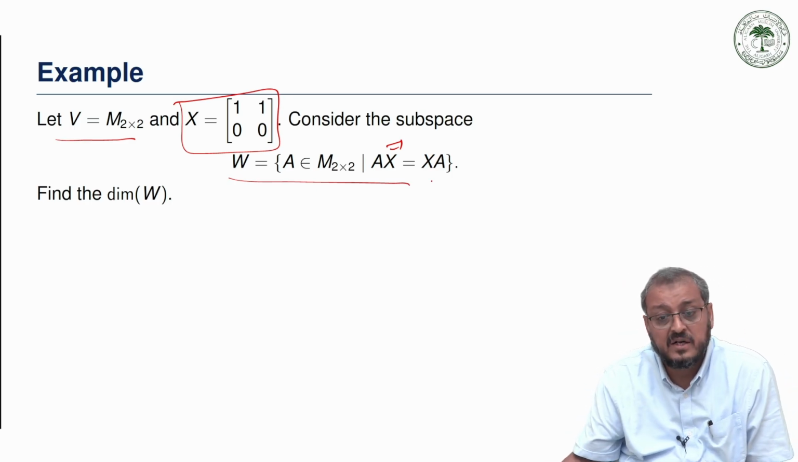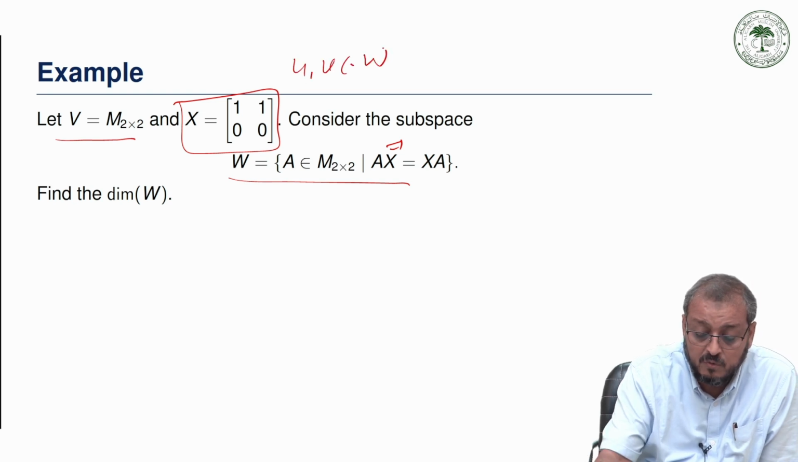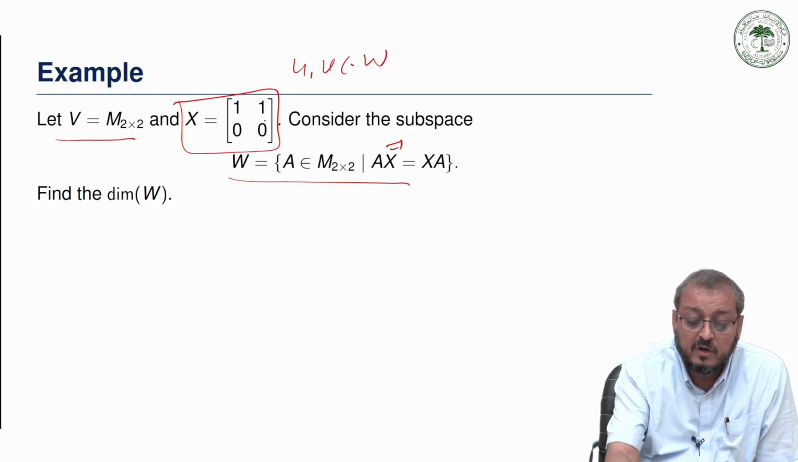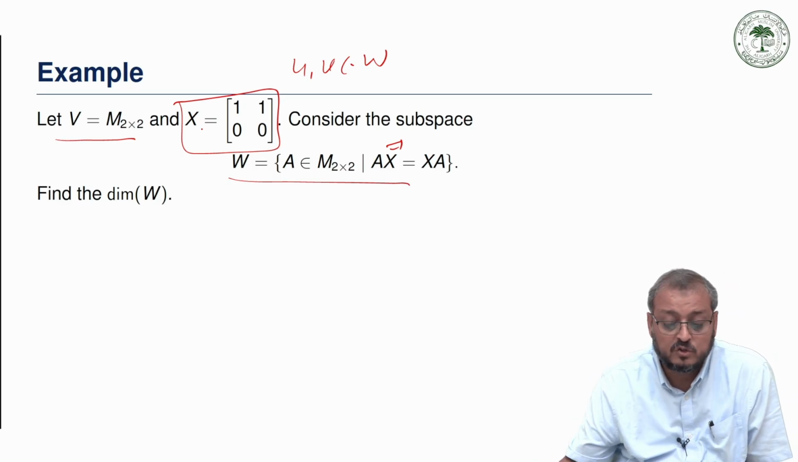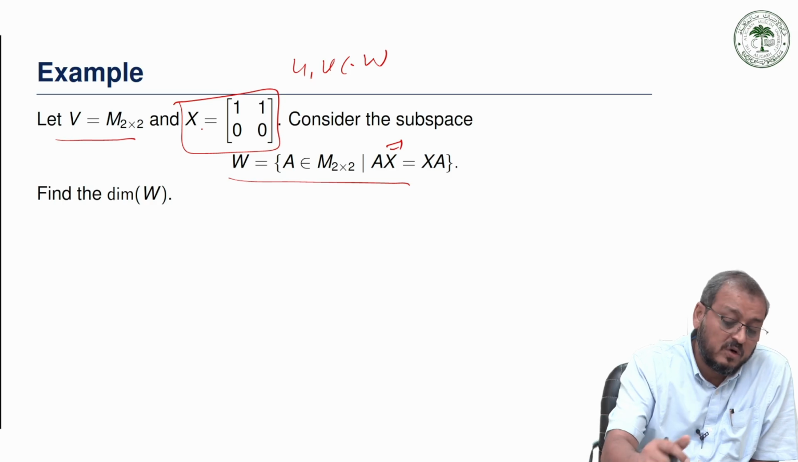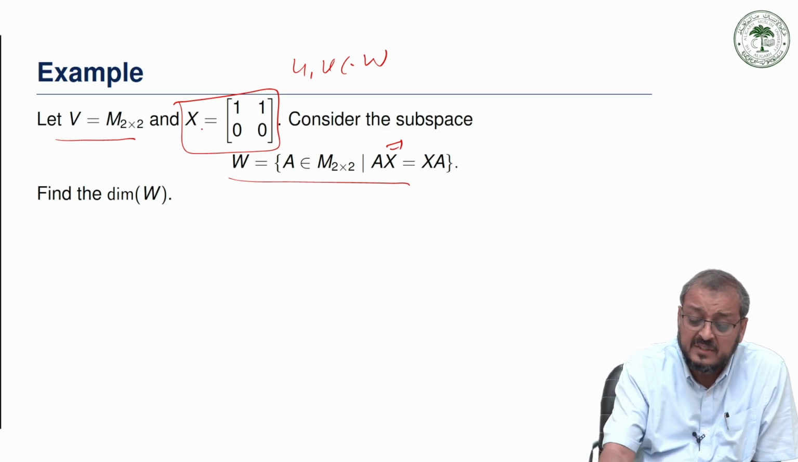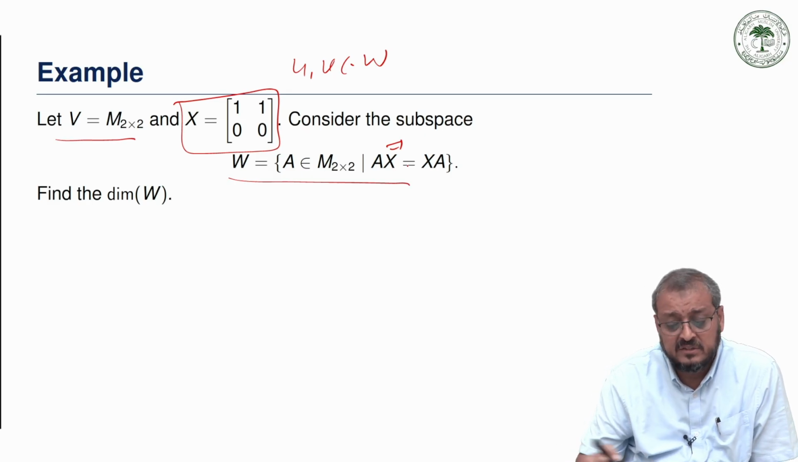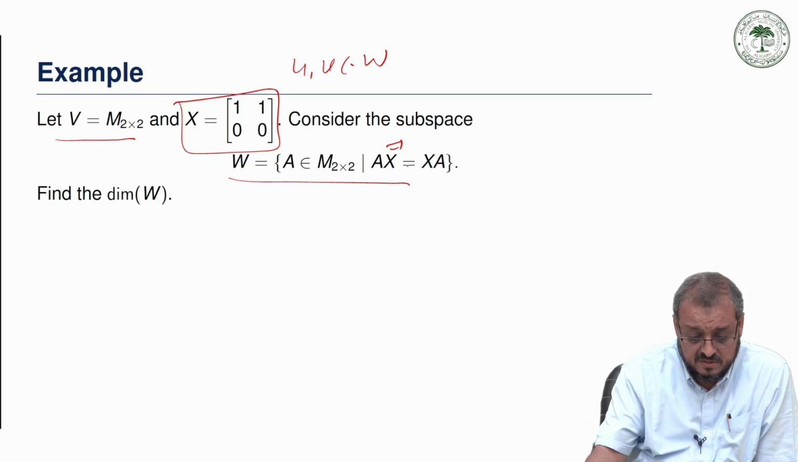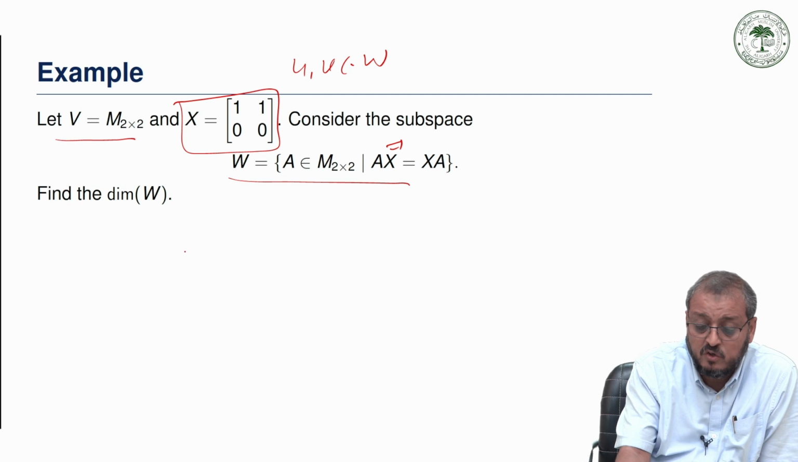This is the additive identity, and if we take some U and V that are elements of W, and any matrix X, we can take any 2 by 2 matrix. This is true for a subspace, not only for this particular type. So for any 2 by 2 matrix X, the condition AX is equal to XA clearly satisfies the subspace conditions.